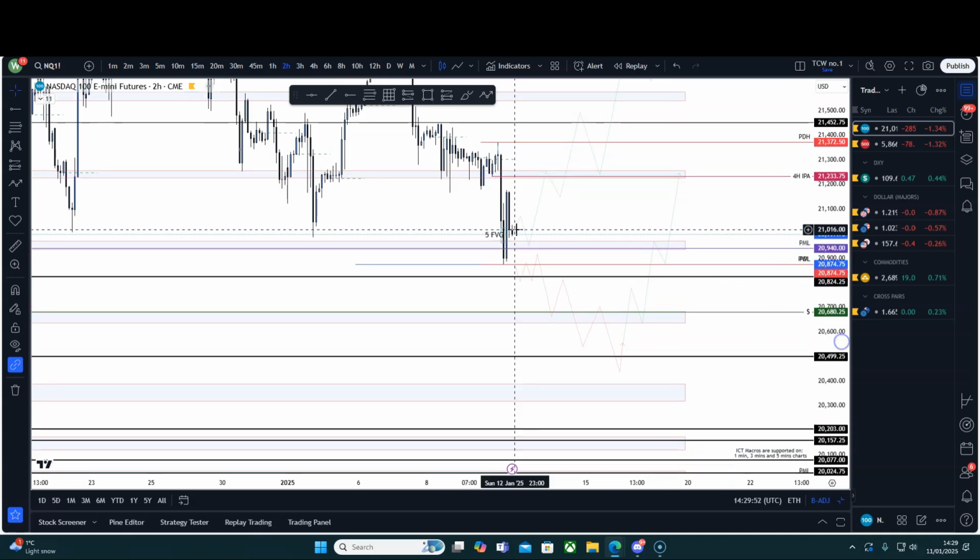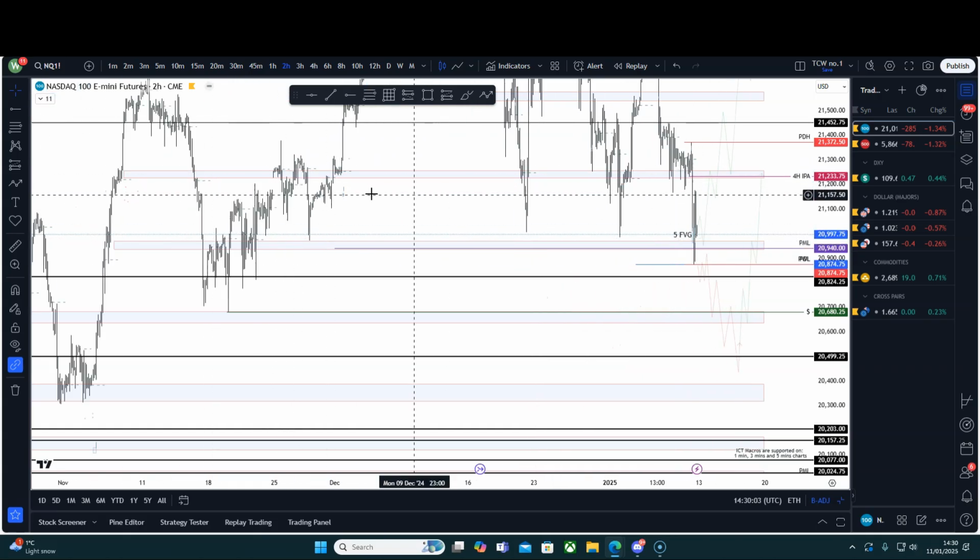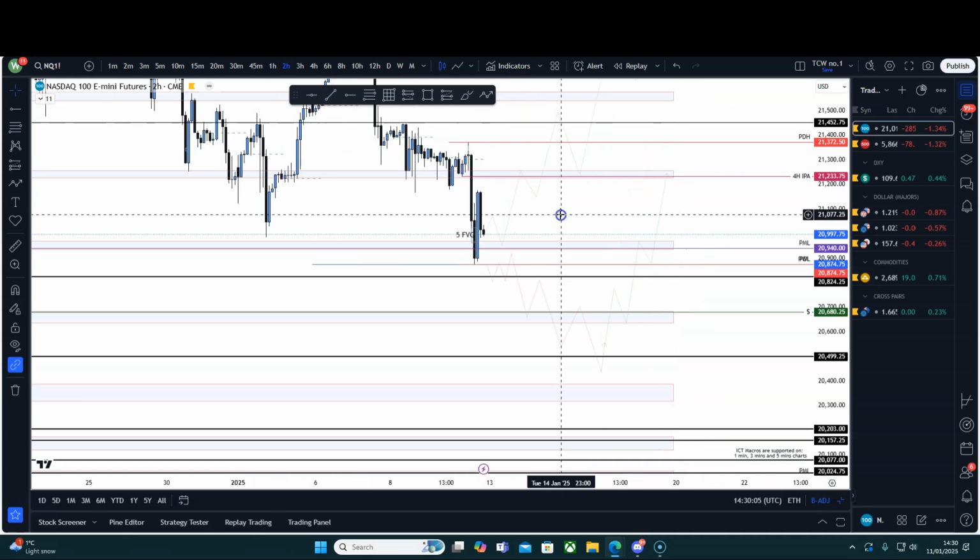Now, of course, we could see the manipulation down, running the previous week low, followed by a turtle soup and pushing price back up into the range that we've got here, and we'll look to take price higher.